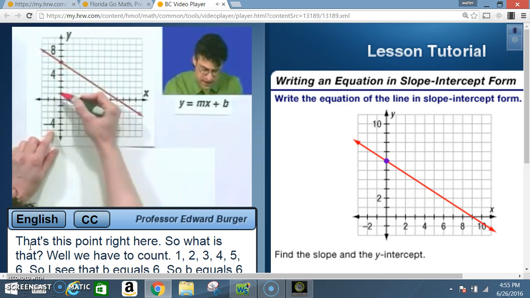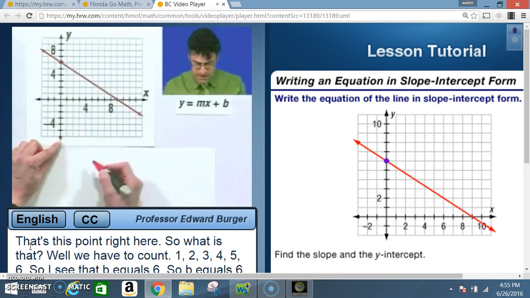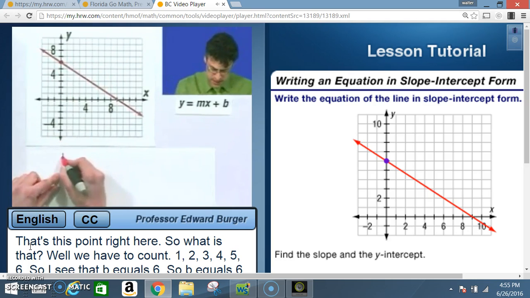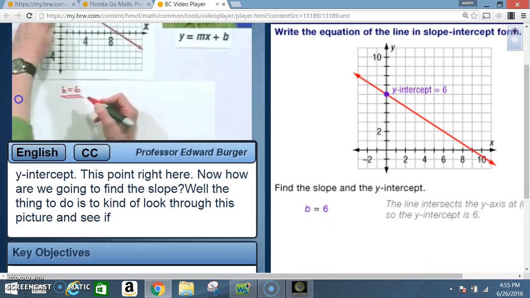So what is that? Well, we have to count. 1, 2, 3, 4, 5, 6. So I see that b equals 6. That's the y-intercept, the point right here. Now, how are we going to find the slope?